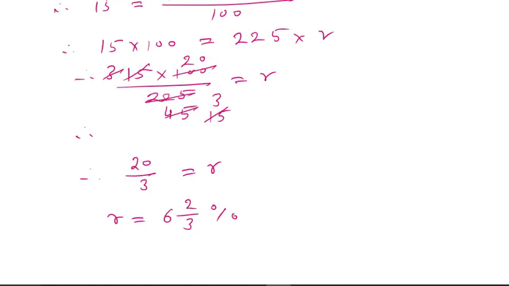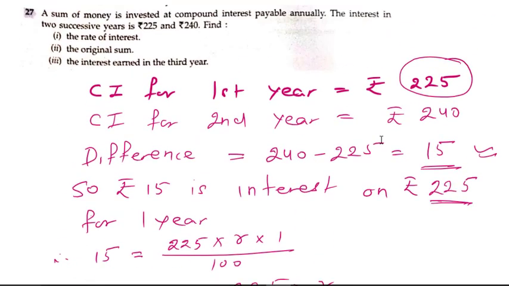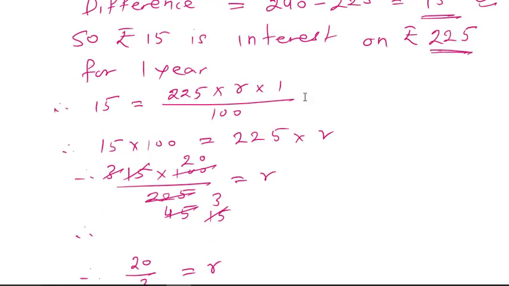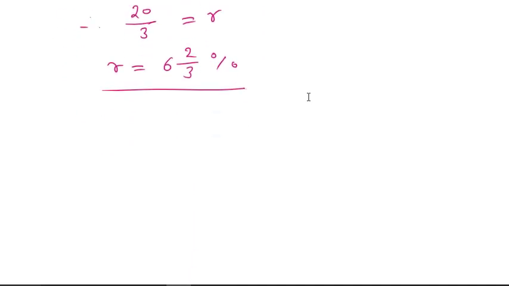Now the next part of the question is we have to calculate the original sum. Here we know the rate of interest as 6 2 by 3 and we know interest for first year is rupees 225. So let us use that. Interest 225 will be equal to principal, which we don't know, into rate of interest 6 2 by 3, into time period 1, divided by 100.